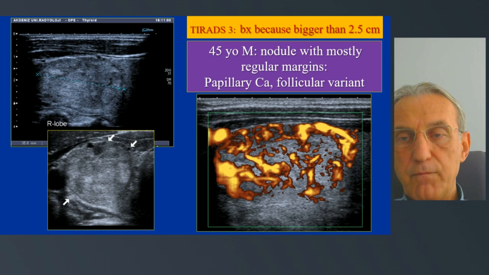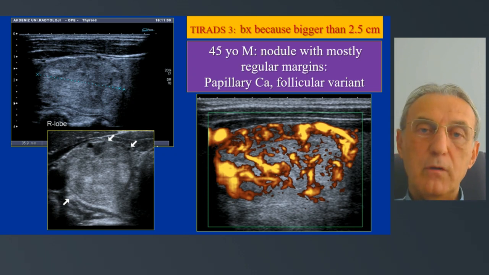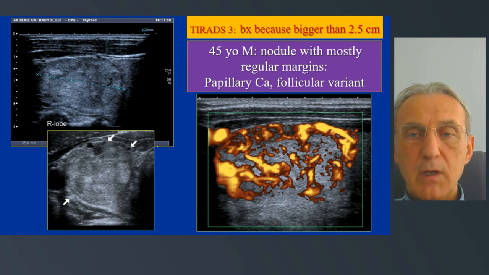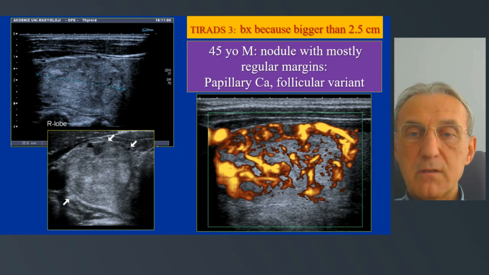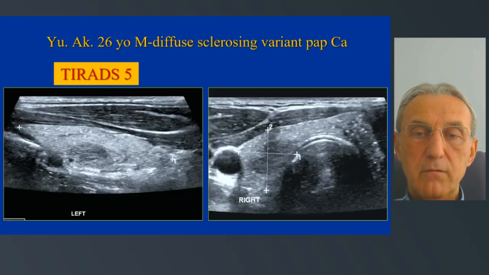This is a thyroid 3 lesion. It was biopsied because it is bigger than 0.5 centimeter. It has regular margins, as you see. It is papillary cancer, the follicular one.